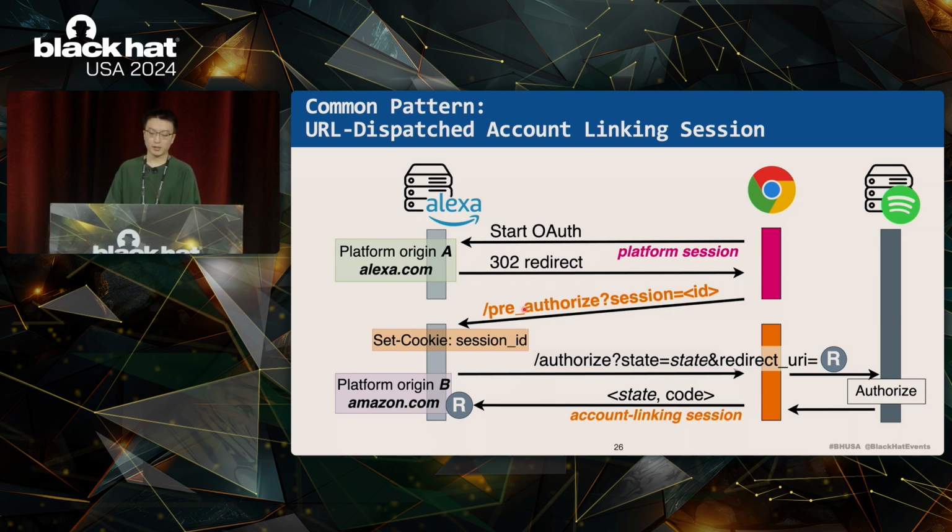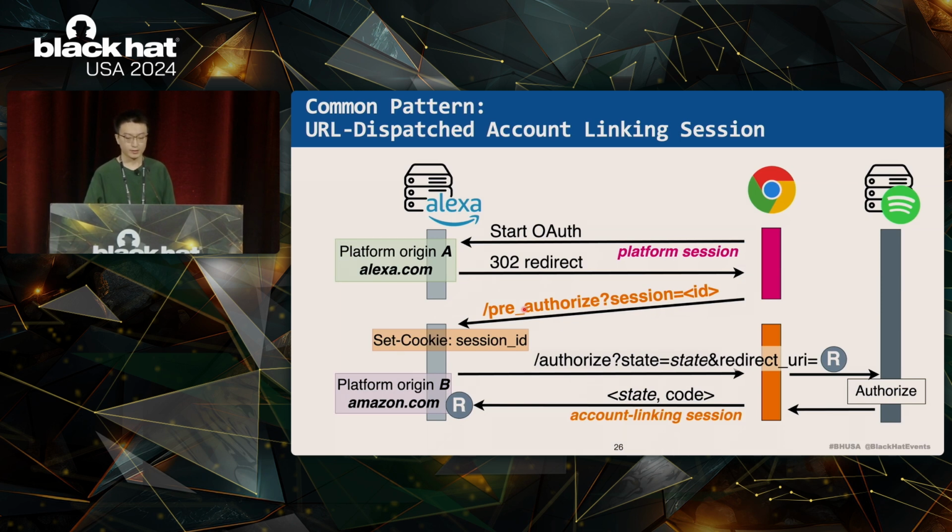So one common implementation pattern we observe in practice is to add another round of redirection between the two different domains, so the session information can be carried from one to the other. Just look at the middle, the orange part. The pre-authorized URL with the session ID, which has the session variable in the URL, is how some of the platforms pass the session from origin A to origin B.